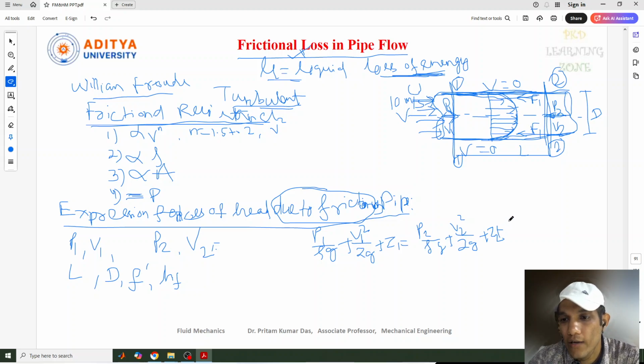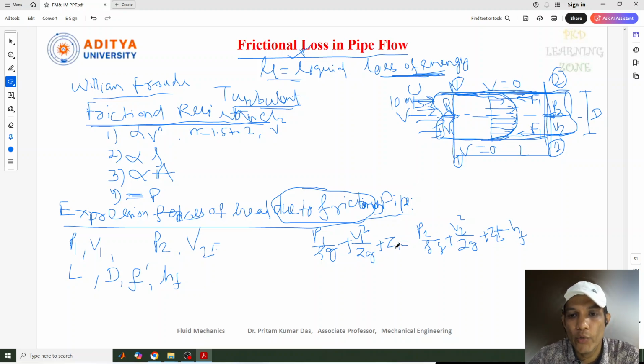And along with that, we need to include the head loss, because the fluid is flowing and it is a real fluid, so there will be a head loss. That's why we have written HF here. So HF needs to be written on the section 2 side. When it is traveling through a distance, only then can we get the loss of head.